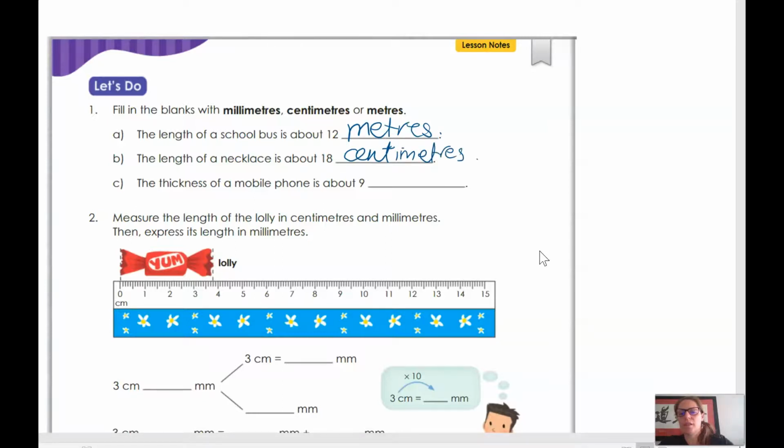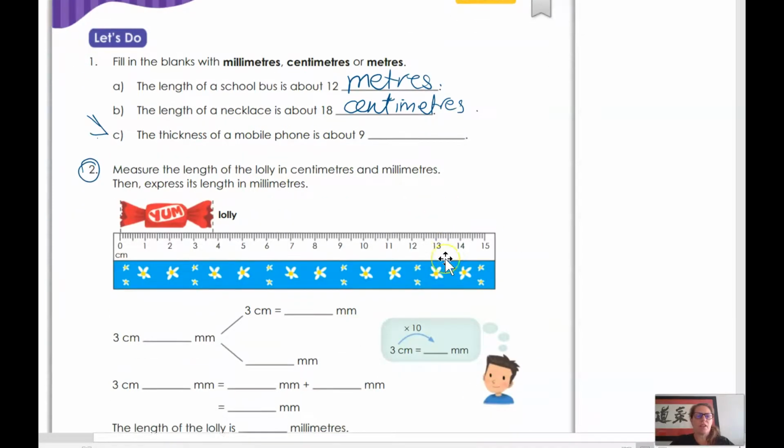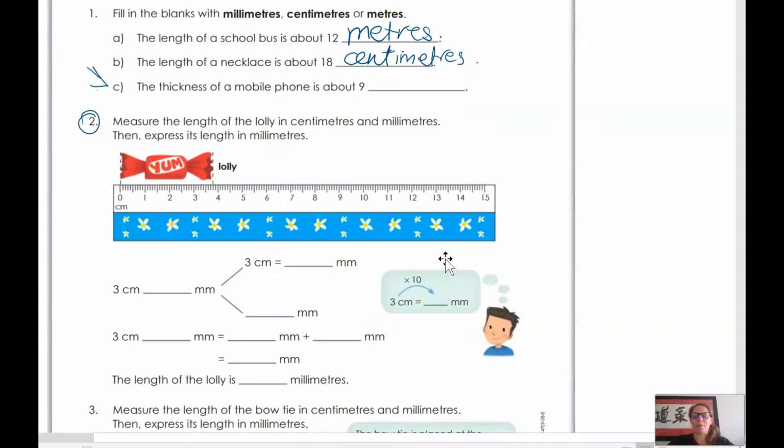It is so hard to write on a computer screen. And you can figure out C for yourself. So let's just do 2 quickly. It says, measure the length of the lolly in centimetres and millimetres, then express its length in millimetres. So it says here that we have 3 centimetres right about here. And then the lolly goes to here.